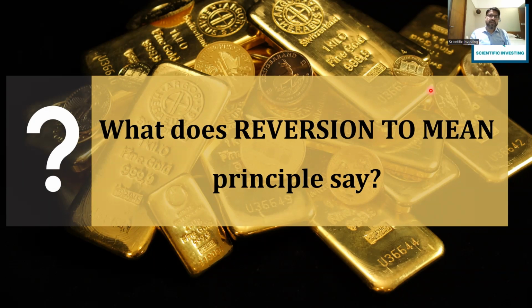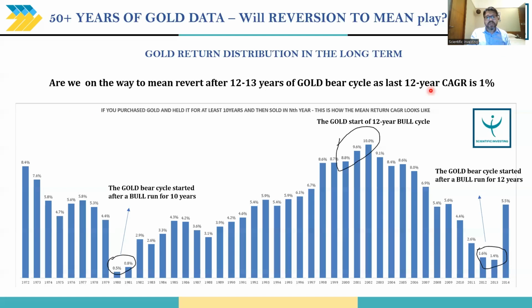So if you consider reversion to mean as a play on asset class, which every asset class goes through, what does gold say? So again, I have done some analysis. How to read this chart is, if you purchased gold in a particular year and held it for at least 10 years, and then you started selling gold every year and kept selling every year, then what does the mean return CAGR look like?